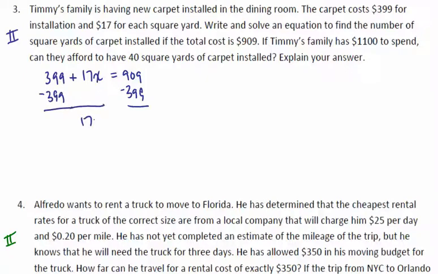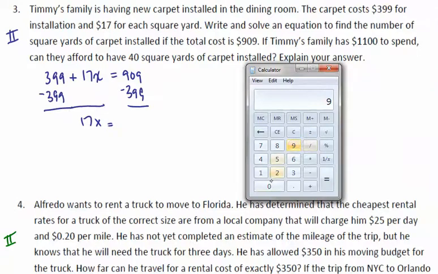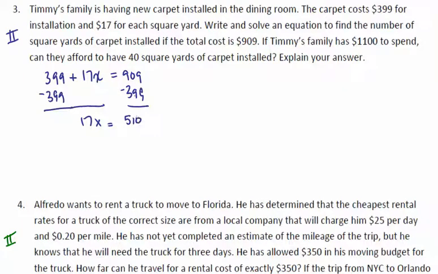and we end up with 17x on the left is equal to 909 minus 399 is equal to 510. And we divide each side by 17, so x is equal to 30 yards. So if the total cost was $909, we take away the $399, that's a one-time fee, divide the remainder by 17, and we'll get a total of 30 yards.